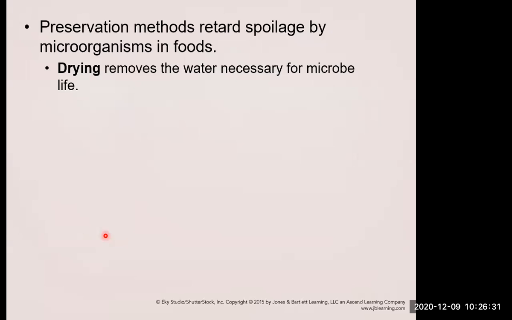Let's talk about some other ways to prevent food from being spoiled. So we can dry foods. We can make jerkies or dried fruits. If you take out the water, then microbes don't have that essential component for life that they need, just like we need. Take out the water, they can't survive.